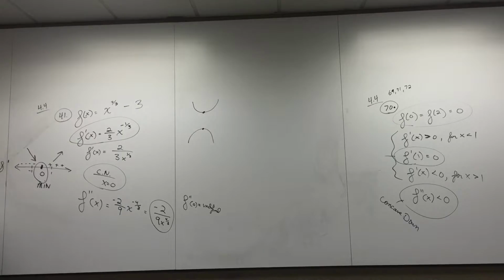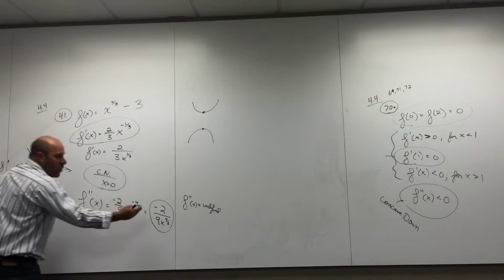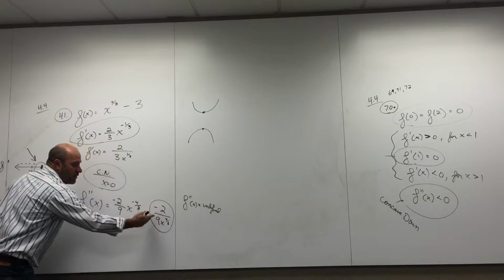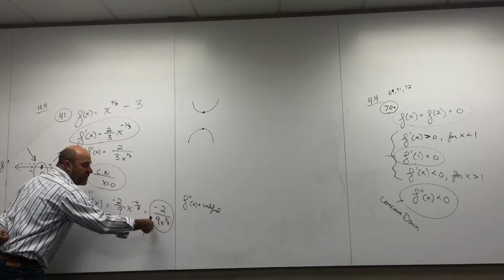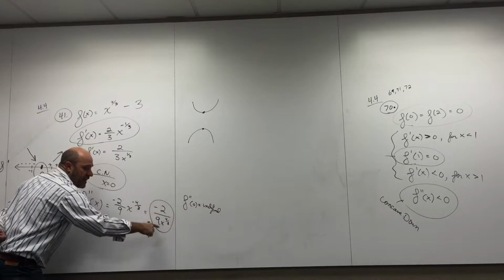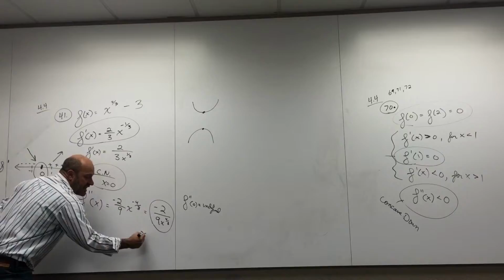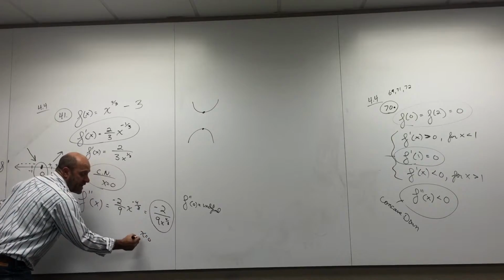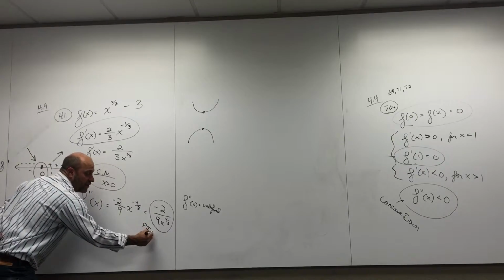Hey, let's look for inflection points since we went to the trouble of doing a second derivative. Look at this second derivative. When is it equal to 0? Never. When is the second derivative undefined? At x equals 0. So I think x equals 0 is probably a possible inflection point. Are you guys okay?